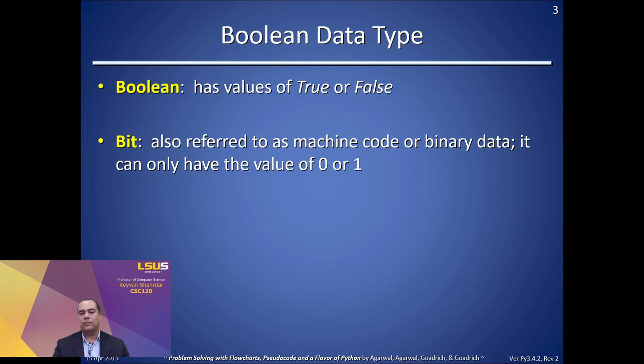So that's a Boolean. And we also have a bit, which is referred to as machine code or binary data. It can only have the value of 0 or 1. And bits can also be used as true or false.